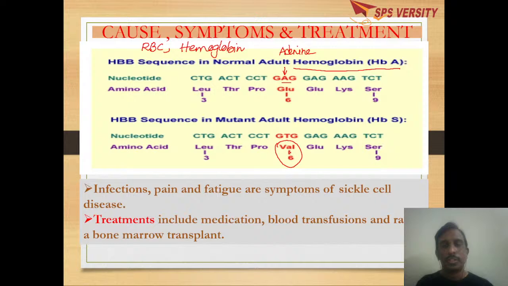Due to this, valine has come. So due to this sickle cell anemia, infections and pain will come, and it even leads to fatigue. Fatigue means that one easily gets tired. Treatment includes medication, blood transfusions, and even bone marrow transplant. So now we have studied what is the cause for sickle cell anemia.